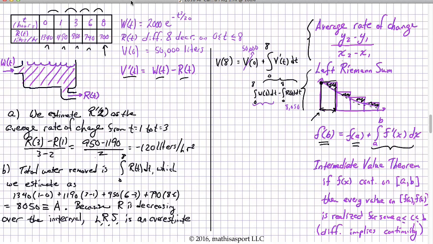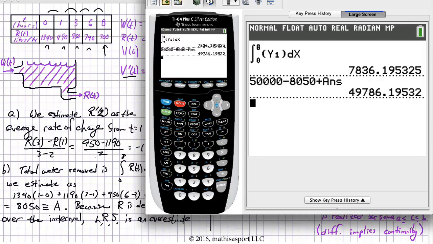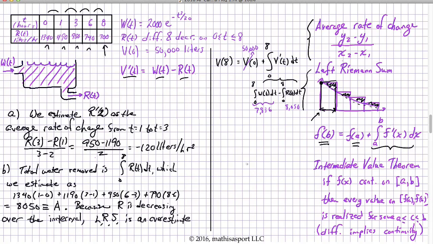So let's just pencil that in now. This, we said, came out to 7836. And so our final answer, put all those numbers together, gives us 49,786, approximately. And the units are liters. I would add numbers after the decimal place, except that the problem specifically asks me to approximate to the nearest liter.